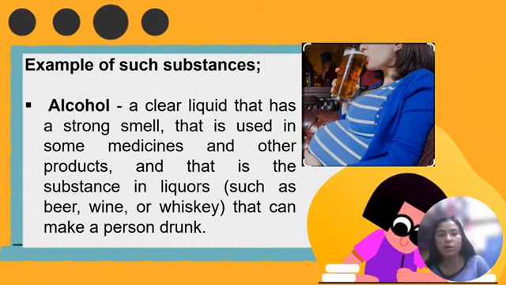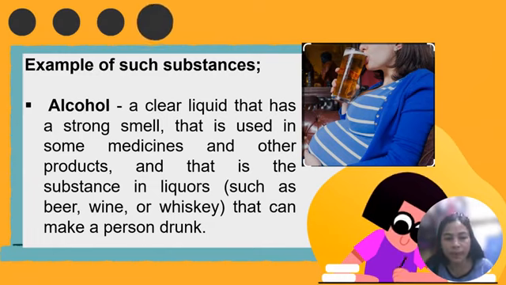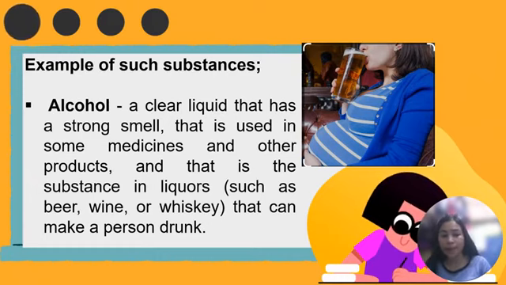The first is alcohol. Alcohol is a clear liquid that has a strong smell that is used in some medicines and other products, and that is the substance in liquors such as beer, wine, or whiskey that can make a person drunk. So this picture is an example of a pregnant woman who drinks alcohol.